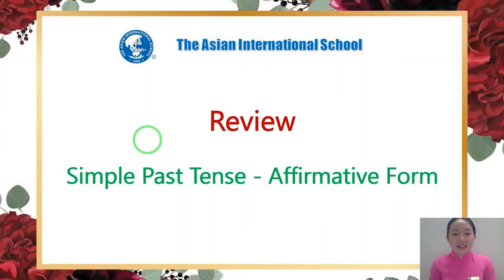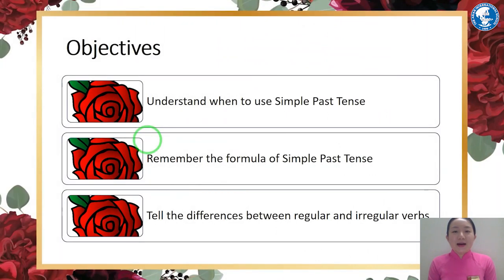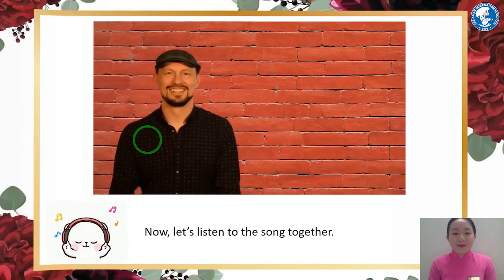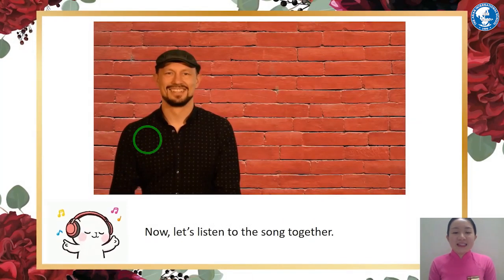In today's lesson, we will wrap up the main contents of simple past tense with affirmative form. By the end of the lesson, I would like you to be able to understand when to use simple past tense, remember the formula of simple past tense, and tell the differences between regular and irregular verbs. So now, let's listen to the song about simple past tense together.